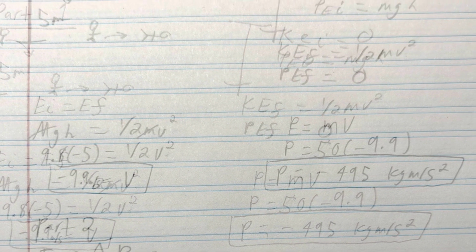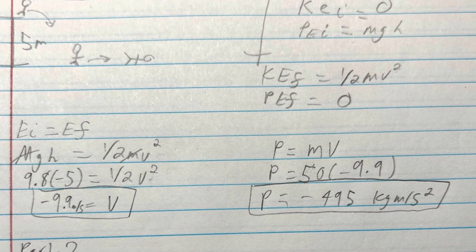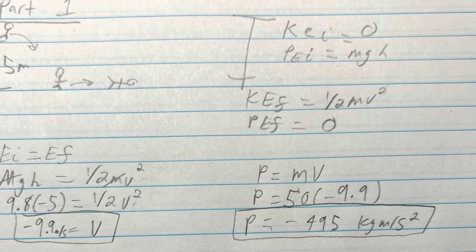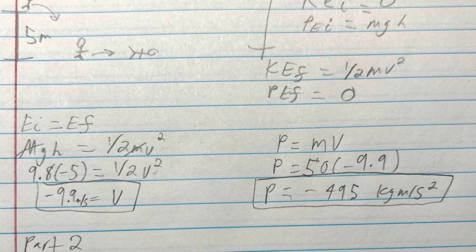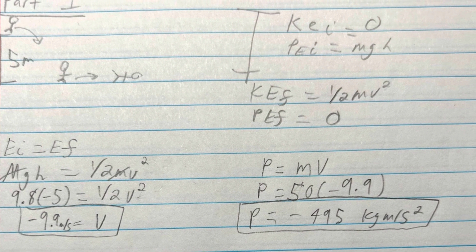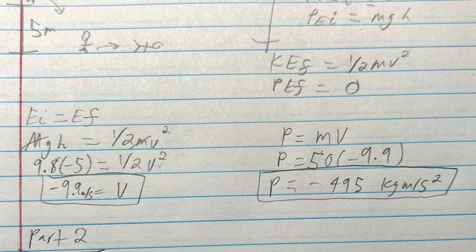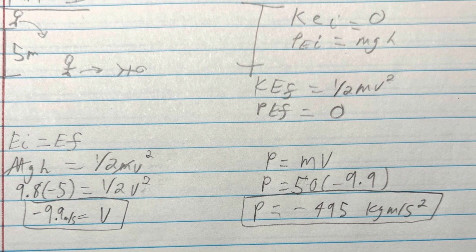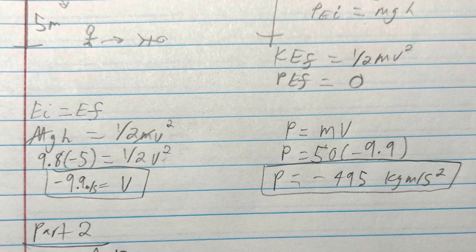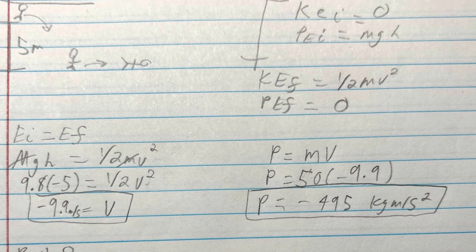For the second part of this problem, use the impulse momentum theorem to find impulse. In this case, mv final is 0 and mv initial is negative 495, making the impulse positive 495 kilograms meters per second.